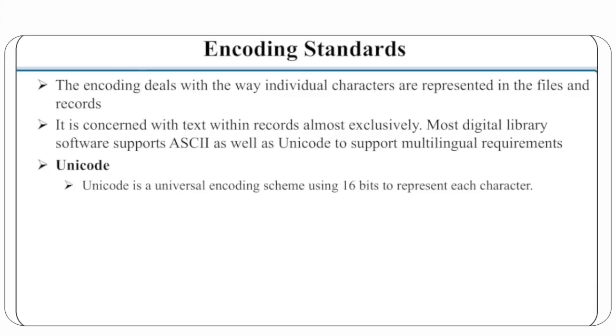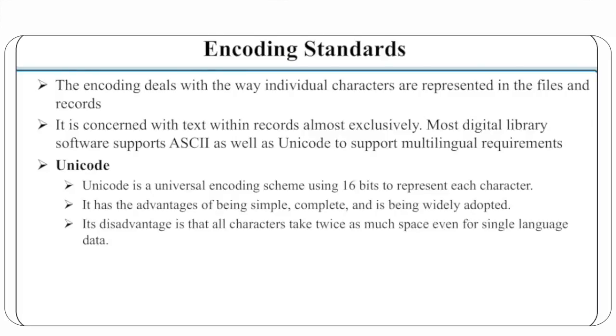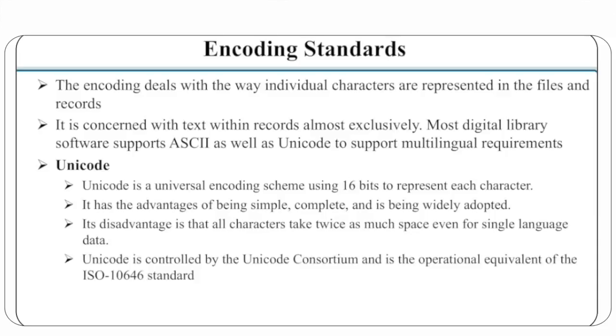Unicode is a universal encoding scheme using 16 bits to represent each character. It has the advantages of being simple, complete, and is being widely adopted. Its disadvantage is that all characters take twice as much space even for single language data. Unicode is controlled by the Unicode Consortium and is the operational equivalent of the ISO 10646 standard.